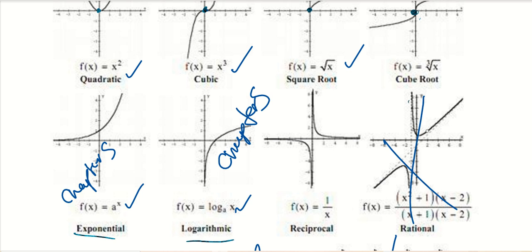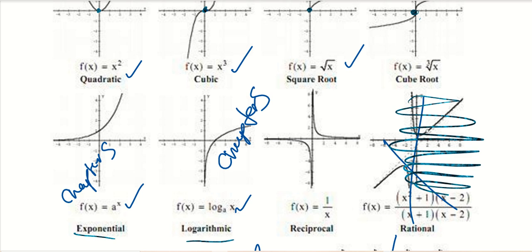But you don't need to know this rational. Oh, that's crazy looking, right? But you do need to know the reciprocal. The reciprocal function is 1 over x. Notice one thing about that. Where does it not cross over? Zero. It doesn't cross over 0, 0. It flips. So these are your basic functions.